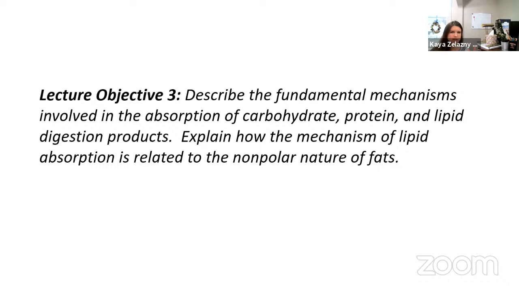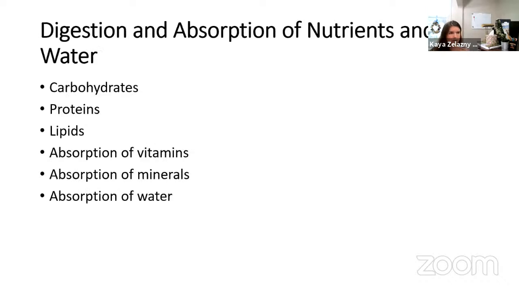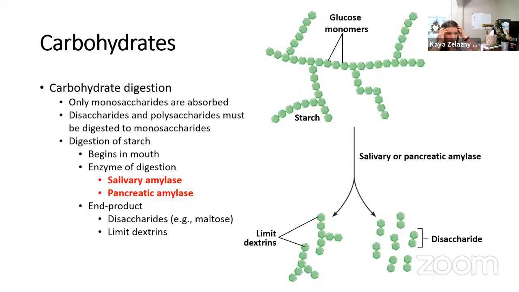So carbs, proteins, lipids. We're going to relate these, when we get to lipids, to the different chemical nature of fats, so to their non-polar nature, which is going to lead to pretty different mechanisms of getting them into the body. So we're going to talk about absorbing these three types of macromolecules, and we're going to talk about absorbing vitamins, minerals, and water. So let's start with our carbohydrates.